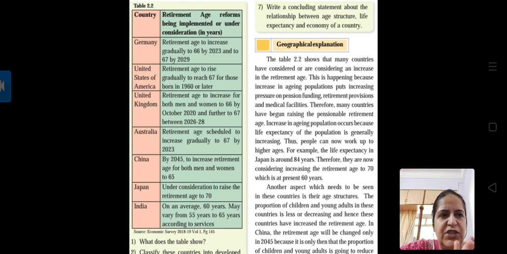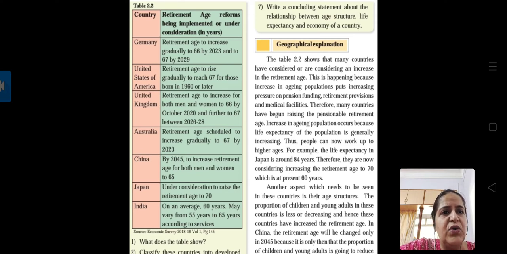India averages 60 years. This can come as an objective question. It may vary from 55 years to 65 years according to services. Which services you are providing in the public sector, it depends on that also. Now, table 2.2 shows that many countries have considered or are considering an increase in the retirement age. We are reading about the retirement age only in the second section.